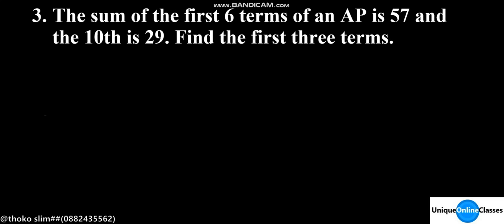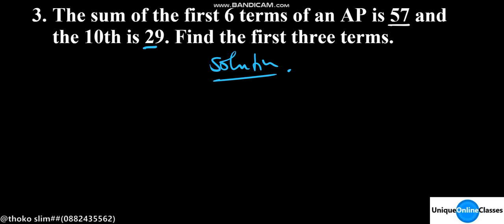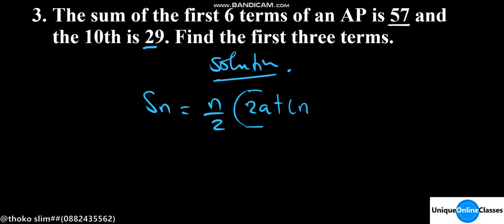Let's finish with this one. The sum of the first 6 terms of an AP is 57, and the 10th term is 29. We should find the first 3 terms. So the sum of the first 6 terms is given as 57. We use the formula Sn is equal to n over 2, and here we have 2a plus n minus 1, then d.